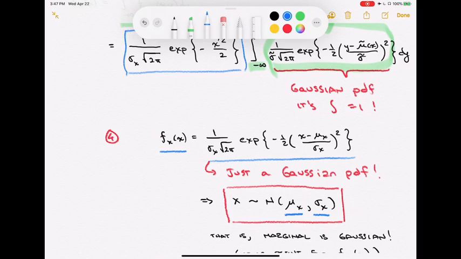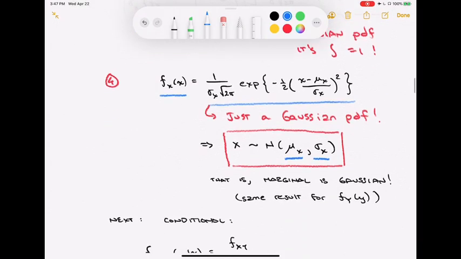So now we definitely know that those parameters mu x and sigma x that were buried into this bivariate Gaussian definition have a physical meaning. They are the mean and the standard deviation of the marginal distribution that comes out of that joint distribution when we integrate out the y.